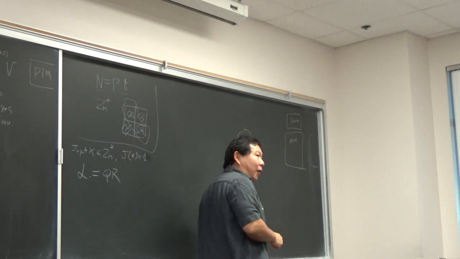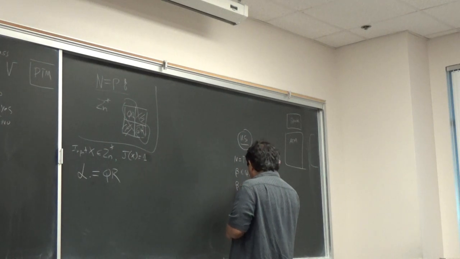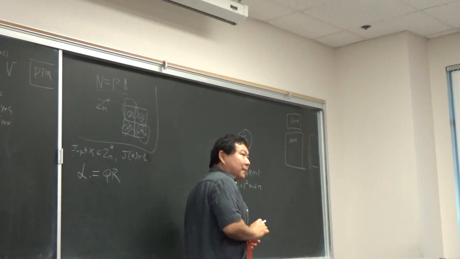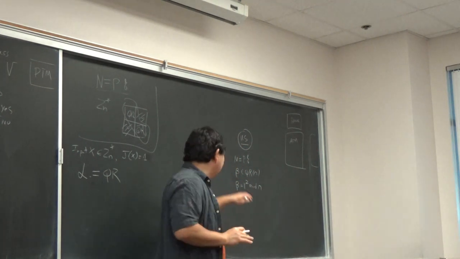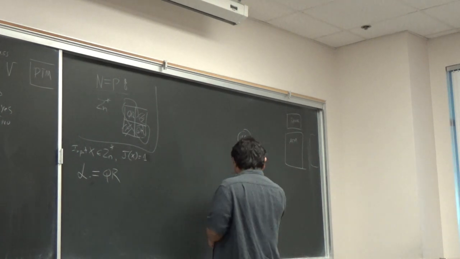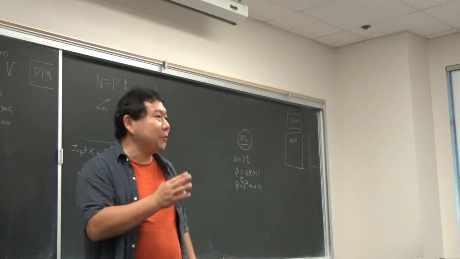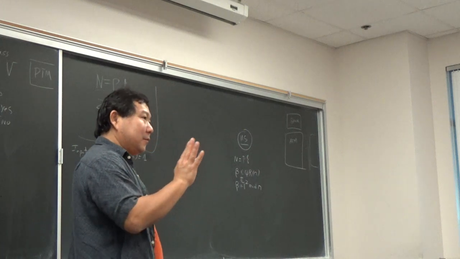Because beta is in QR, which means beta has to be written as gamma square mod n. Right? This is what it means. And this is the equivalent, right? So which means if I give you a perfect square, you have a square root. Right? You have a square root.